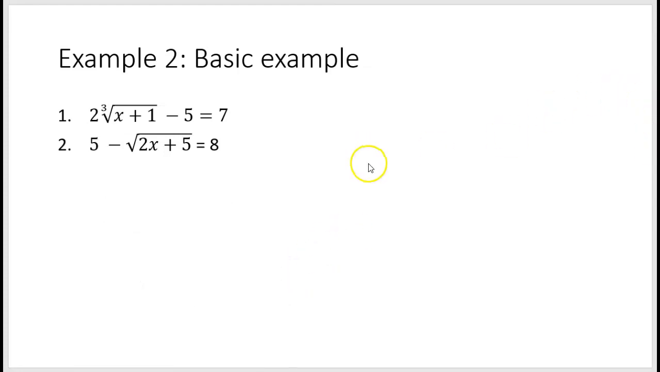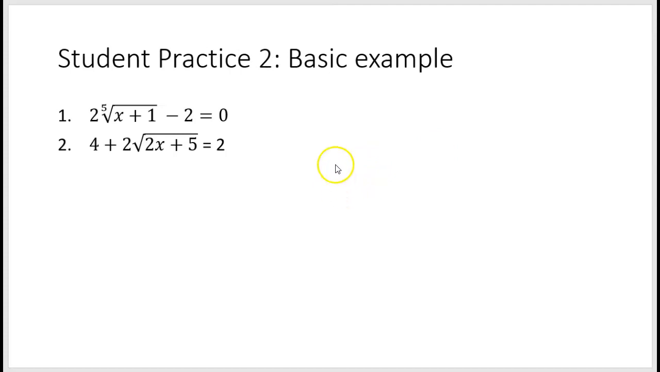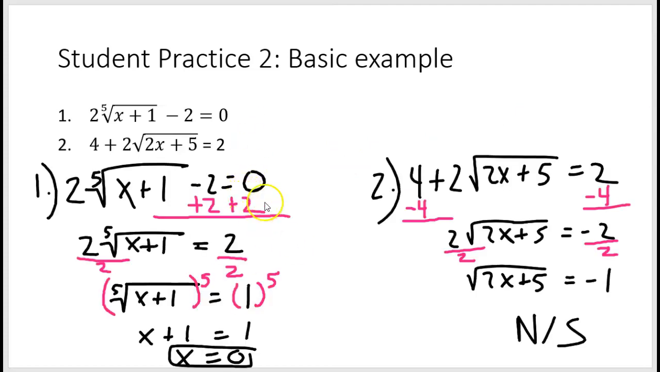Let's go ahead and have you guys try some student practices here. Go ahead and pause the video and give each one of these a try and see what you get. When you unpause the video, you'll see the solutions. All right, so here are our solutions. For the first one, you add 2, then you divide by 2, then you raise both sides to the 5th power, and then you minus 1 to get 0 as our final answer.